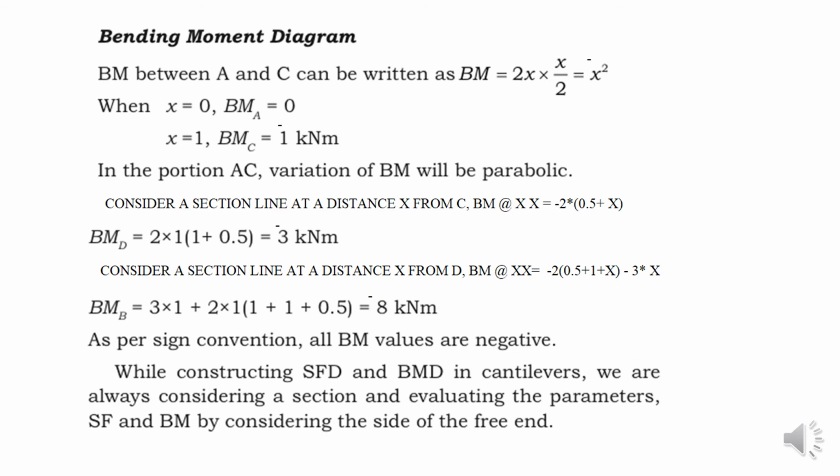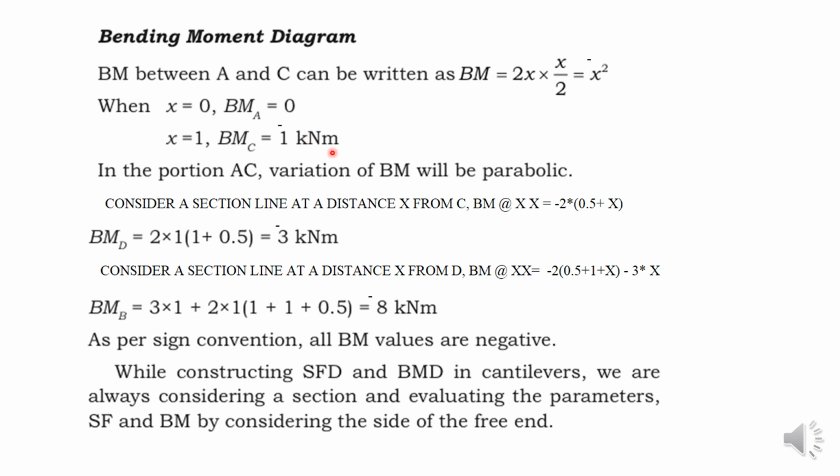Now, in order to draw the bending moment diagram, the bending moment between A and C can be written as 2 into x, that is the equivalent point load, into x by 2. Since it is a UDL, you will get the value of bending moment as minus x squared. To get the bending moment at A, substitute x is equal to 0, so the bending moment at A will be 0. To get the bending moment at C, substitute x is equal to 1, so the bending moment at C is equal to minus 1 kN meter.